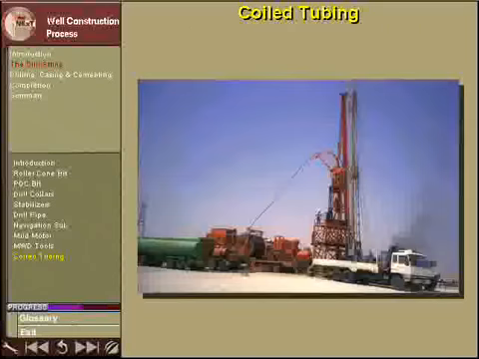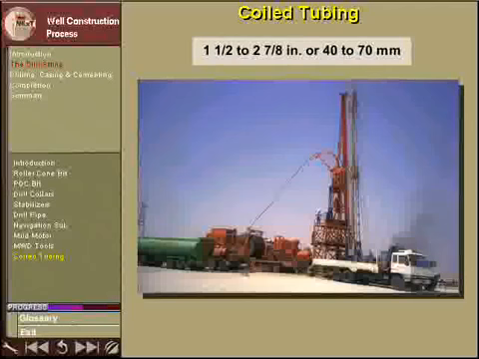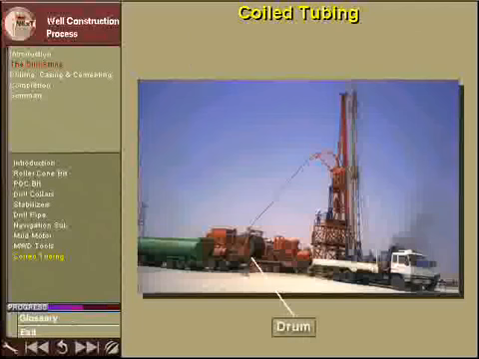When drilling slim hole wells, coiled tubing, or CT, can be used in place of the drill pipe in conventional wells. Coiled tubing is small diameter seamless pipe that is manufactured in lengths of thousands of feet or meters. The diameter of the pipe ranges from 1.5 inches to 2 7/8 inches, that is 40 to 70 millimeters. The tubing is wound onto a large drum for transportation and deployment.